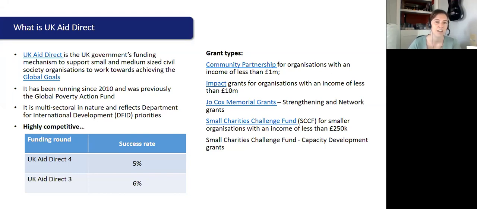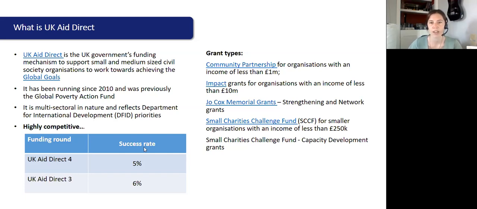So you can see here, these are the success rates for the two most recent funding rounds. For the UK Direct 4 funding round, there was a 5% success rate for applicants. We saw quite a significant increase in applications for Direct Round 4, which opened last year, and the previous year we had the third funding round with a 6% success rate.